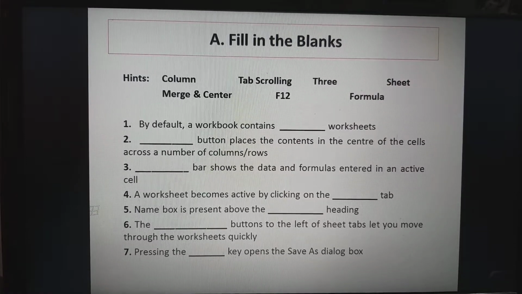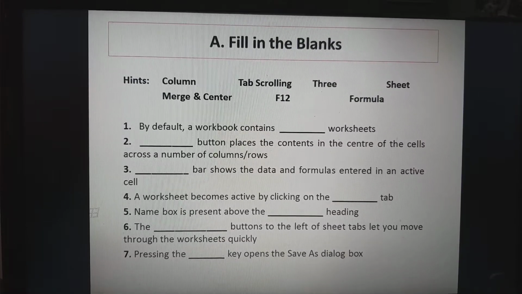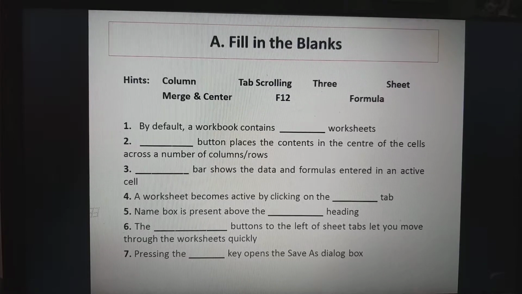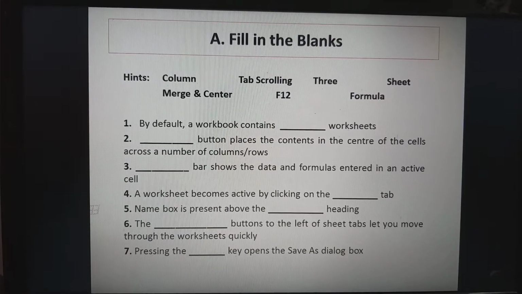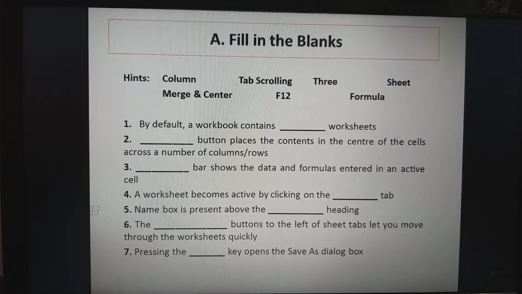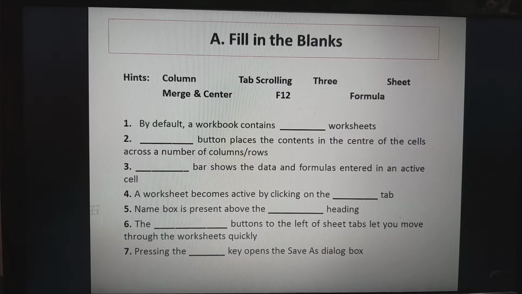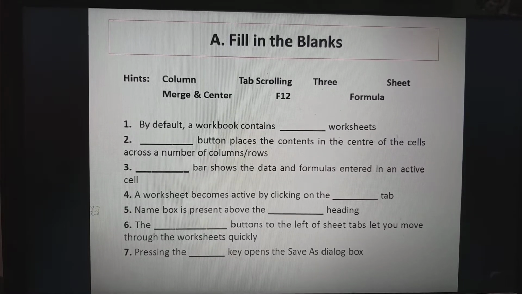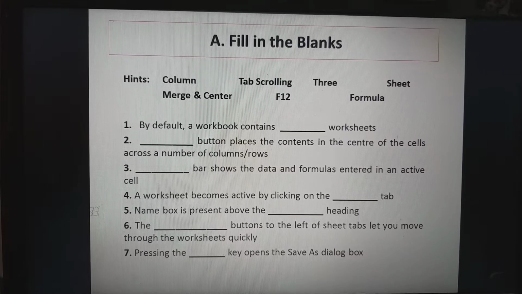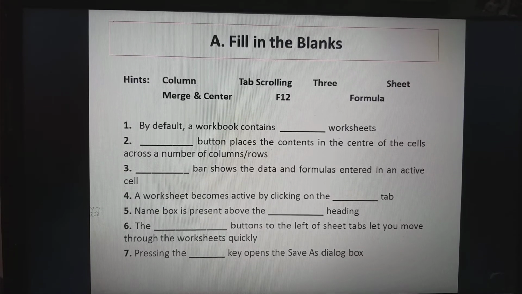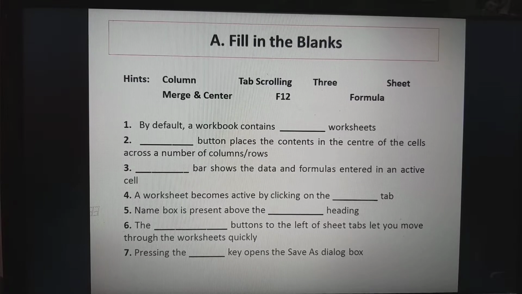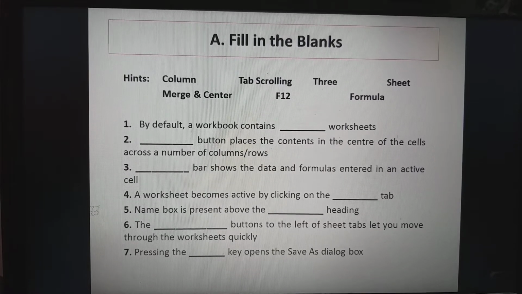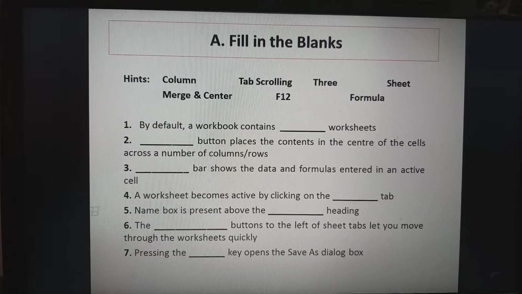Now see number 2. Dash button places the contents in the center of the cells across a number of columns, rows. So the answer will be merge center. Merge center joins the selected cells into one larger cell and centers the contents into the new cell. Now see number 3. Dash bar shows the data and formulas entered in an active cell. So the answer will be formula. It shows the data and formulas entered in an active cell which is located to the right of the name box.